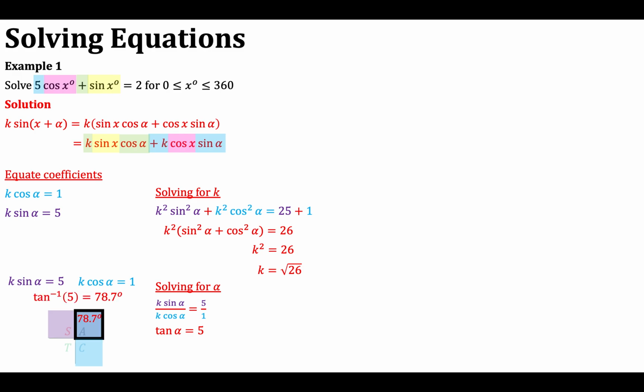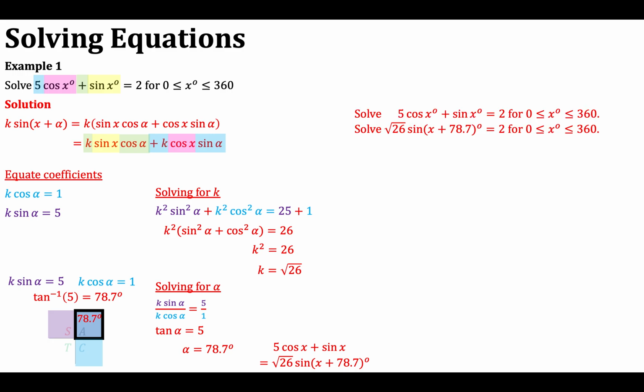Okay, so inverse tan of 5 is 78.7 degrees, so alpha is equal to 78.7. And I can then express 5 cos x plus sin x in the form k times sine of x plus alpha, and that's root 26 times sine of x plus 78.7. Now, if I look back at my question, remember I've only dealt with the left hand side, I've re-expressed the left hand side, but I was asked to solve an equation, and so far I've not done that.